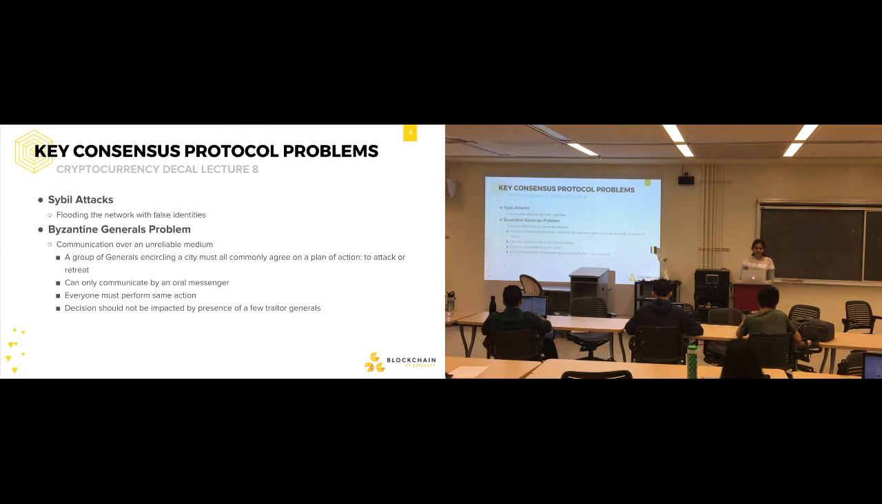So two key consensus protocol problems are Sybil attacks and the Byzantine generals problem. Sybil attacks basically means flooding a network with false identities. In a Sybil attack, the attacker tries to subvert the reputation of a system or a peer-to-peer network by creating a large number of pseudo-anonymous identities.